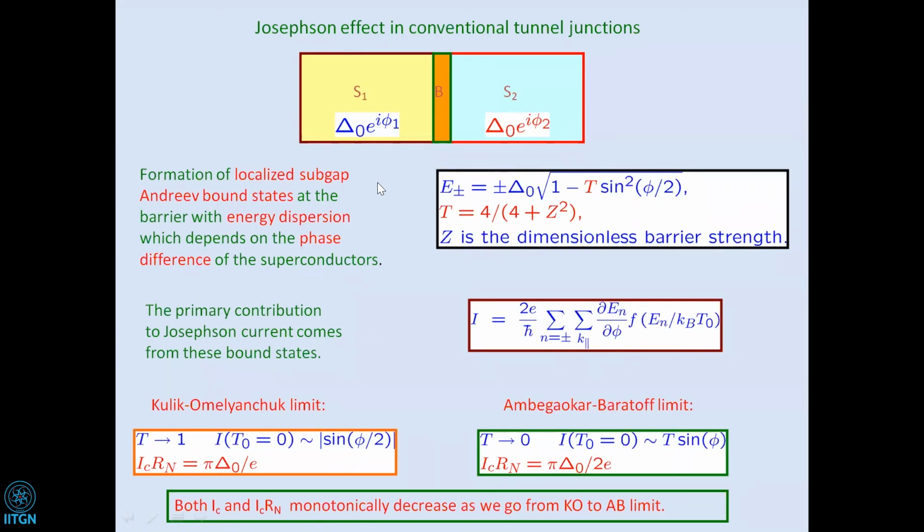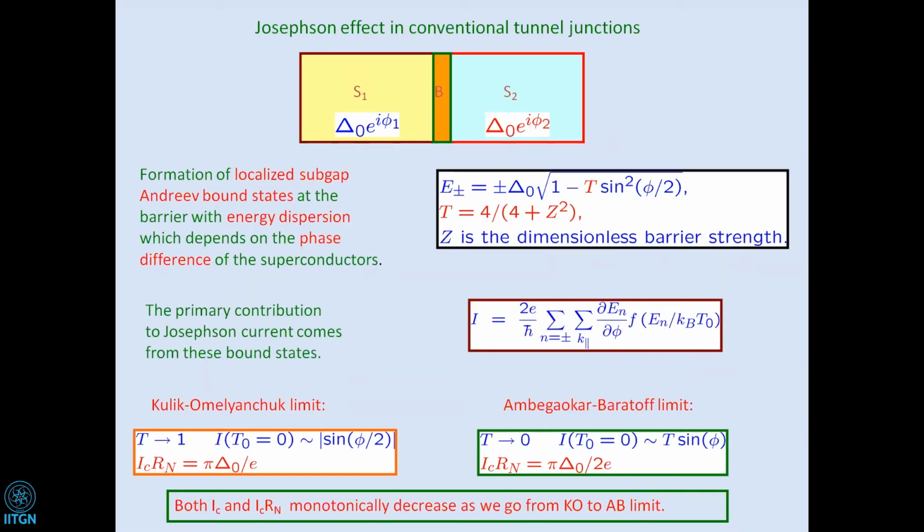But most importantly, these are the only states which depend on the phase difference between these two superconductors. And therefore, they contribute to the Josephson current in spite of being localized states. You can think of why that is the case, because localized states usually do not carry current. I'm going to leave that question for your thought, but that's food for thought.